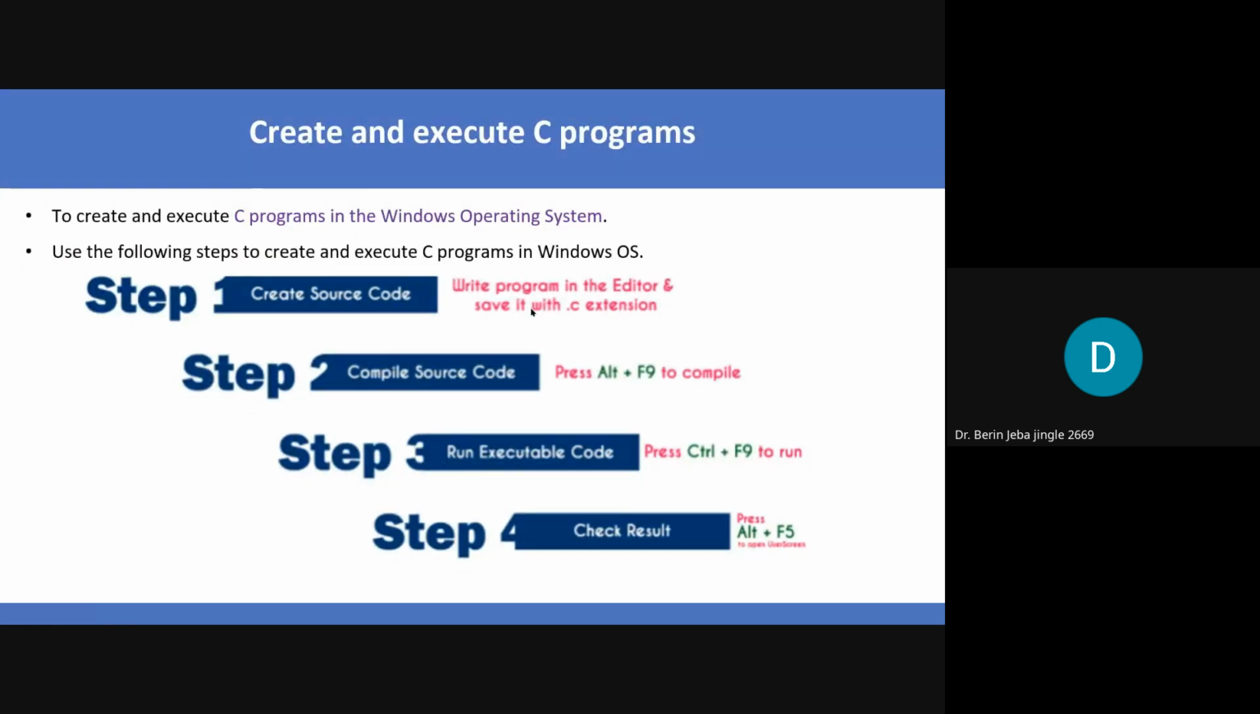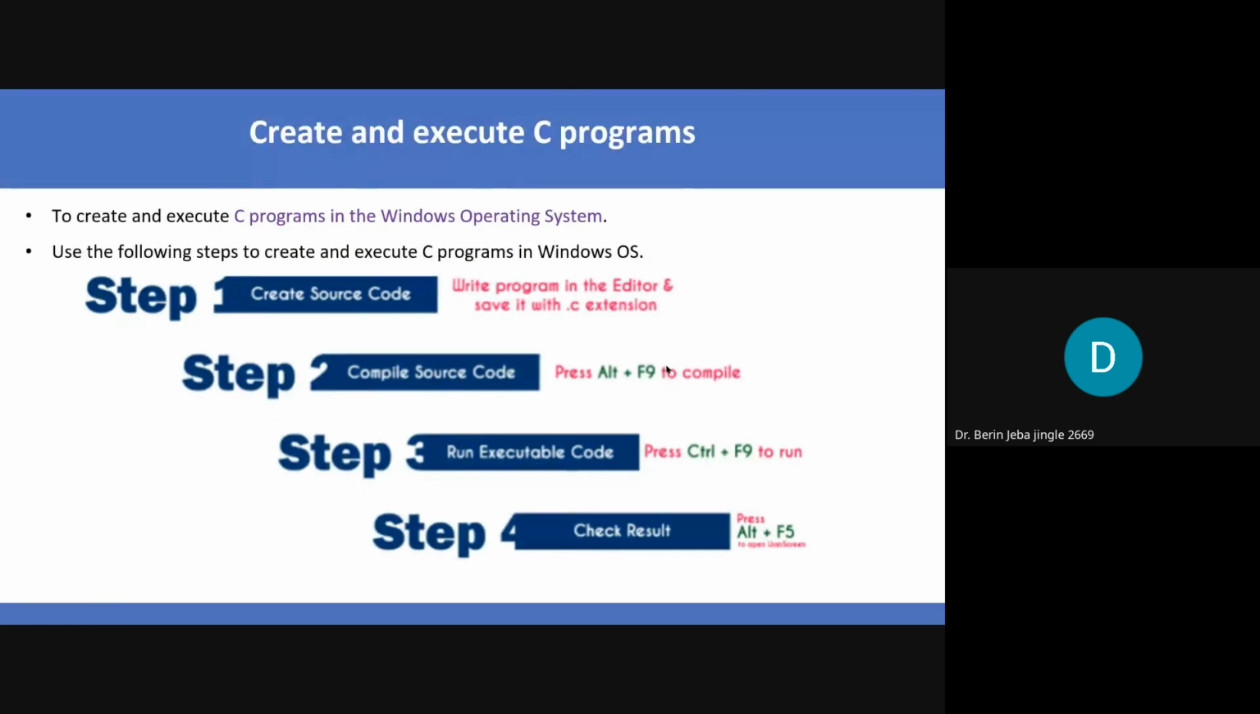After typing the code, you are saving the code with the .c extension. See, .c extension: add.c, multiply.c. Likewise, you are saving the program with the .c extension. Then for compilation, you give Alt F9 to compile the program. If there is an error, it will list out the error.